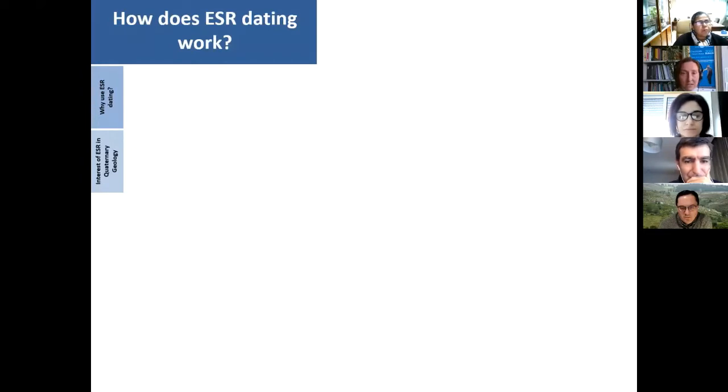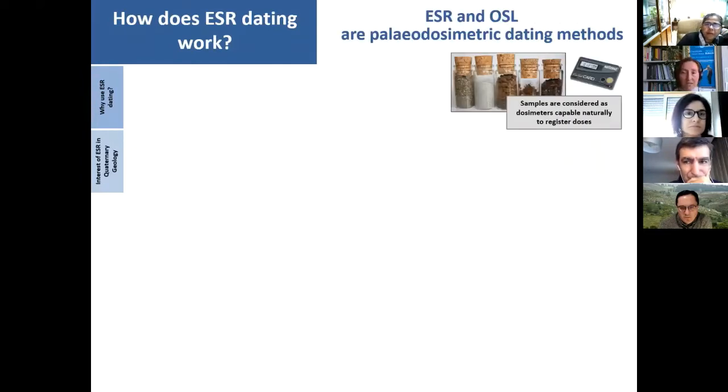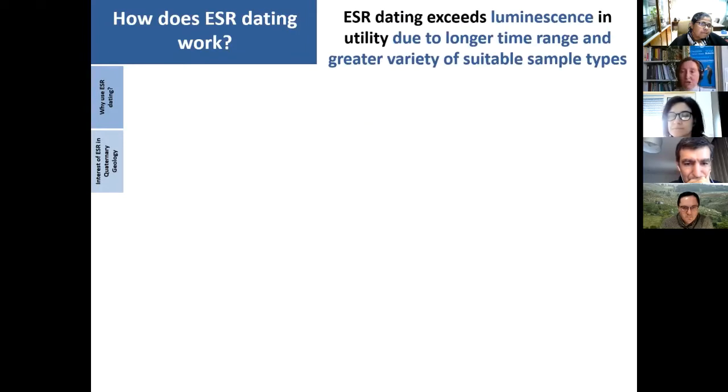But how does ESR dating work? I imagine that almost everyone here is familiar with luminescence. Is that right? Okay, you cannot answer. So similar to optically stimulated luminescence, ESR is also a paleodosimetric dating method based on the use of geological materials as natural dosimeters. These materials are able to naturally register the total dose of radiation received by the sample during its history. But ESR dating exceeds luminescence in utility due to a longer time range and greater variety of suitable sample types.